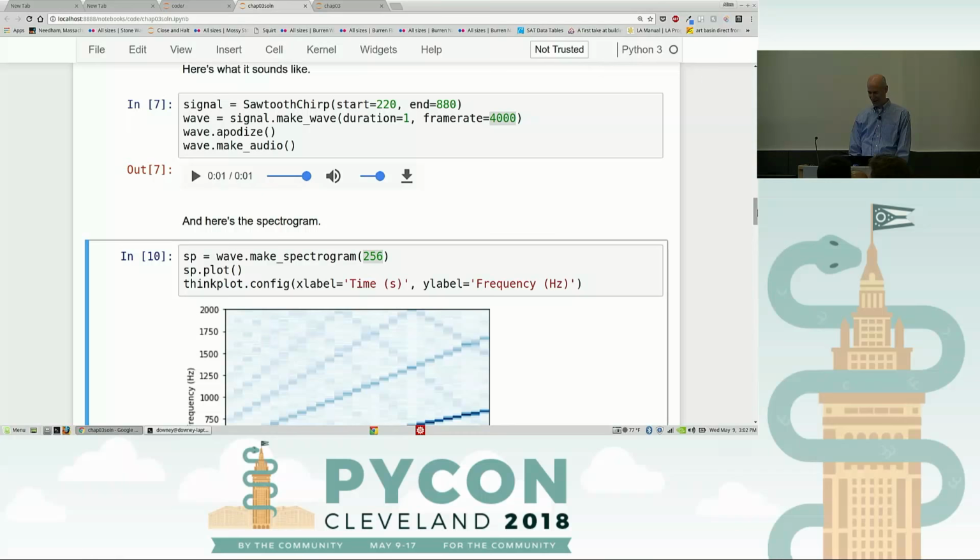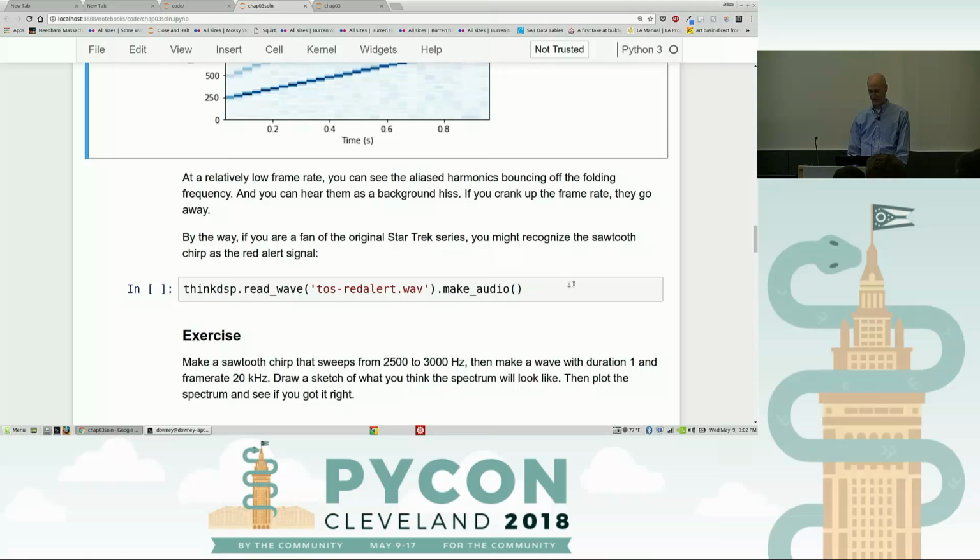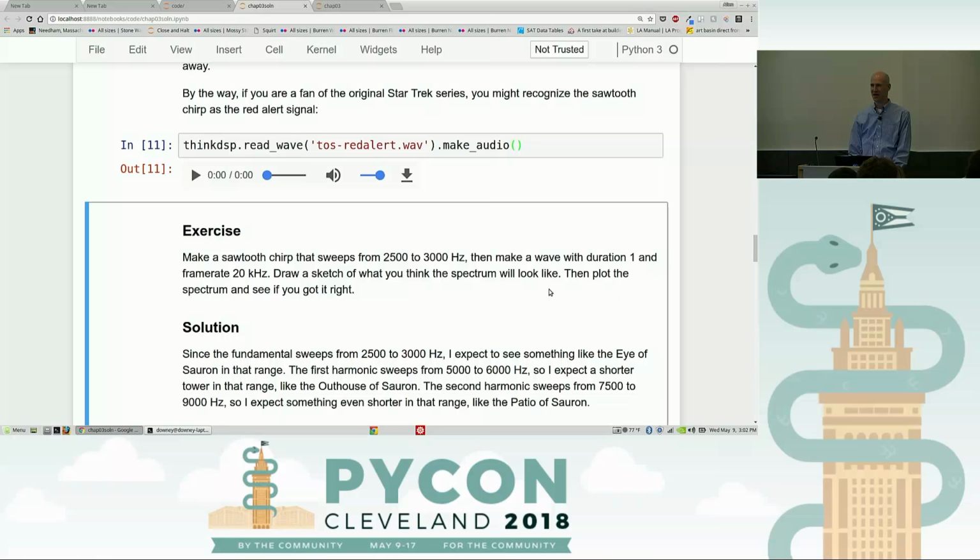And if you remember, those were made in, I think, 1968 and '69. They didn't have a lot of synthesizers to work with, but generating a sawtooth chirp was pretty doable. And so that's pretty much what that special effect is.